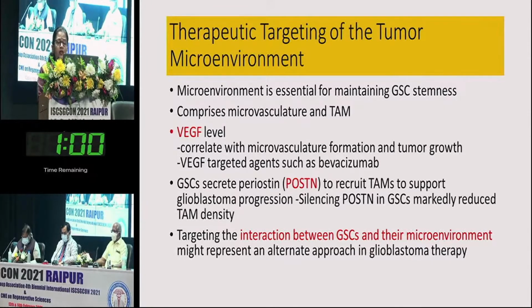What are the important markers for the microenvironment in a tumor? The important markers, as in the things that we identify in our biopsies or that can be measured in blood, are VEGF and periostin. There are drugs which can target these markers depending on their levels expressed. Therefore, we can target the interaction between the glioma stem cell and the microenvironment, and that can represent an alternate approach in glioblastoma therapy.